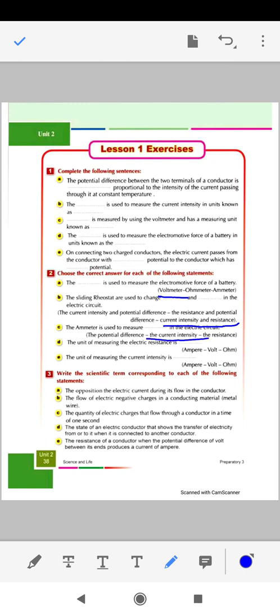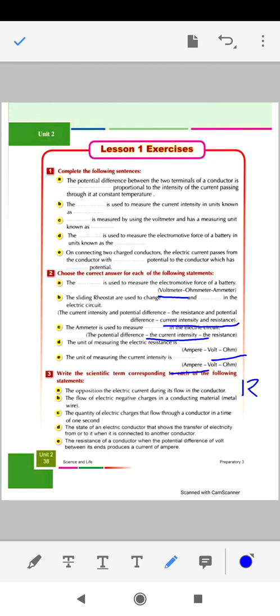The unit of measuring the electric resistance is ohm. The unit of measuring the current intensity is ampere. Write the scientific term. The opposition of the electric current during its flow in the conductor is resistance. It has another definition: the ratio between potential difference and intensity.